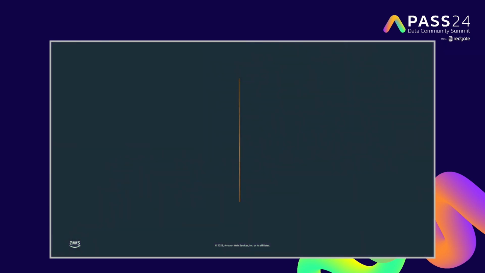So let's look at the checkpoint on SQL Server. On the left-hand side, you see the checkpoint process on SQL Server, and on the right-hand side, you see the same checkpoint on Aurora Postgres. Comparing side by side here.